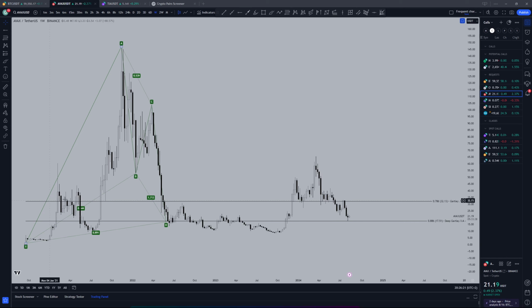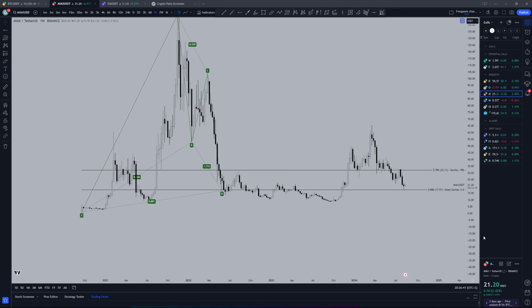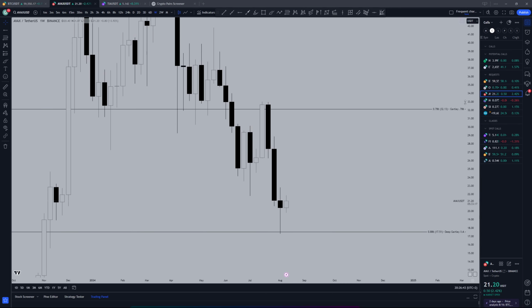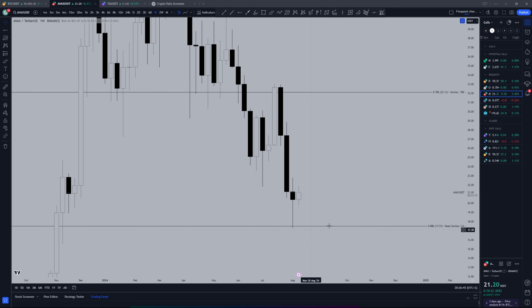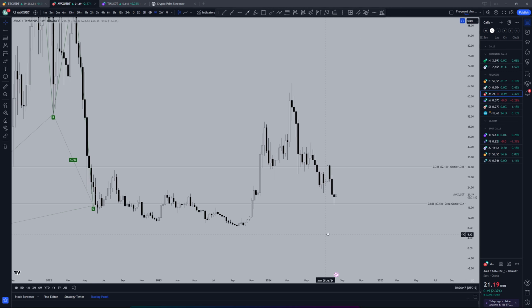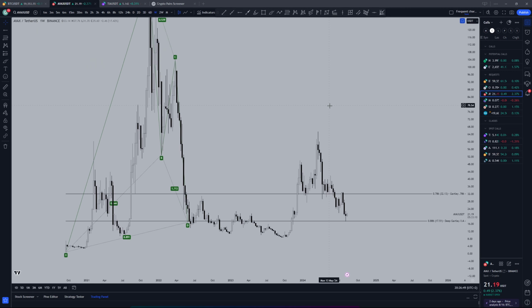So we already have two kind of high time frame levels, which you can see are getting respected quite a good amount. This 886 is getting respected less. But we do see the 786 acting as support at a later date. So this is a very important level for us. And this is a really nice touch. I really like that. So I do think this deep Gartley is back into play.